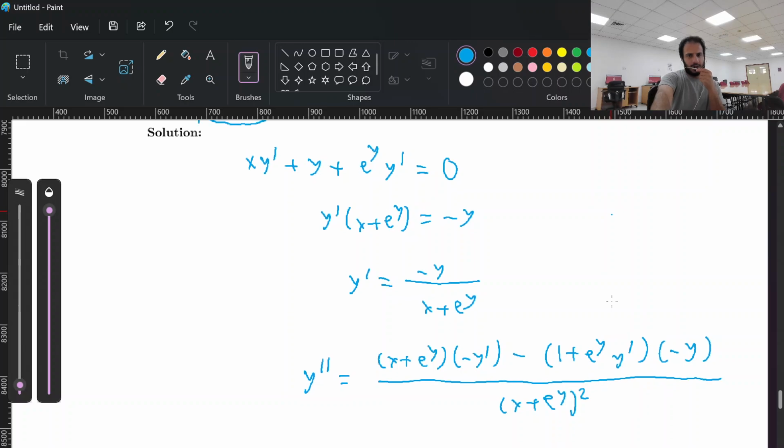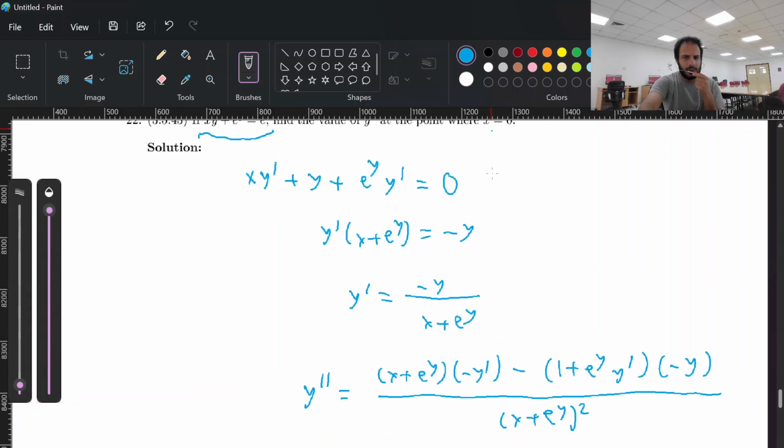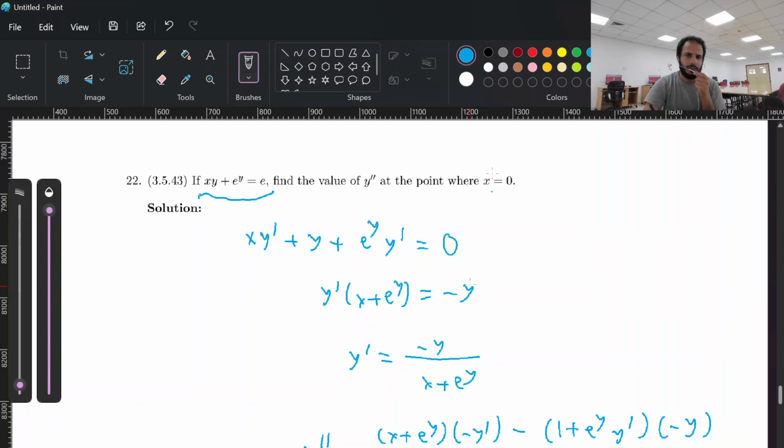Yes, thank you. Now we want the value of y double prime at x equals 0, but we also need to find y prime, right? So let's see. We need to find the value of y when x equals 0, and the value of y prime when x equals 0, and the value of y double prime. Now let's start with y from the original equation. If you substitute x equals 0, what do you get? You get e to y equals e, right? This means what? y equals 1, right? Yes. So we have x equals 0, y equals 1.